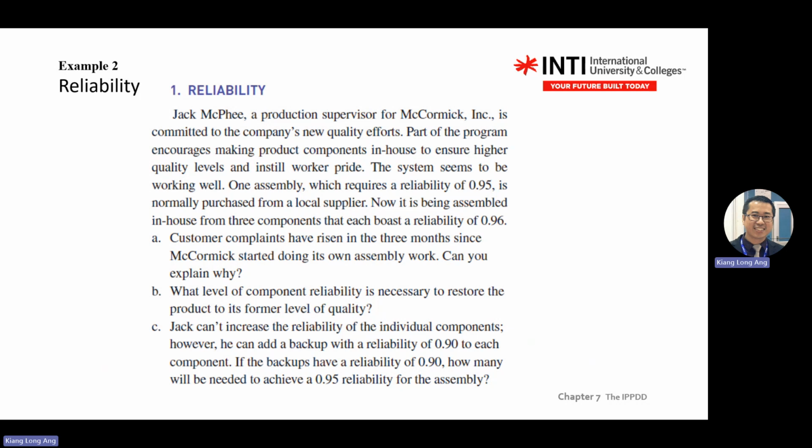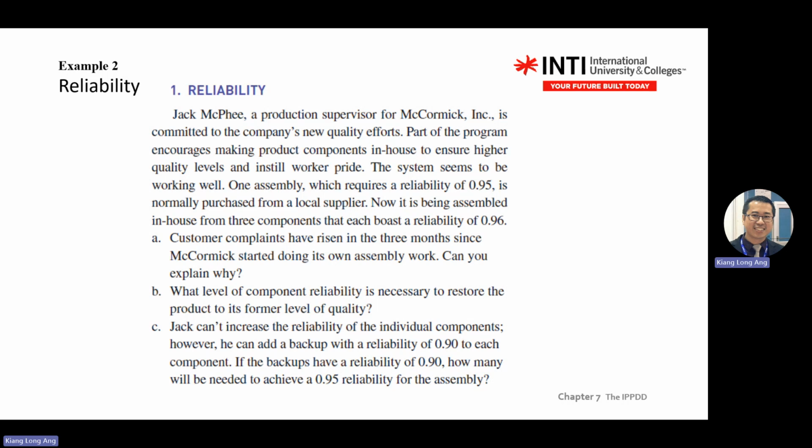This is your backup, right? So 1 minus 0.96 is 0.04, multiplied by 0.1 gives 0.004. Then 1 minus 0.004 gives 0.996 for one system. You test it. This one gives you 0.996, and this one is 0.9.